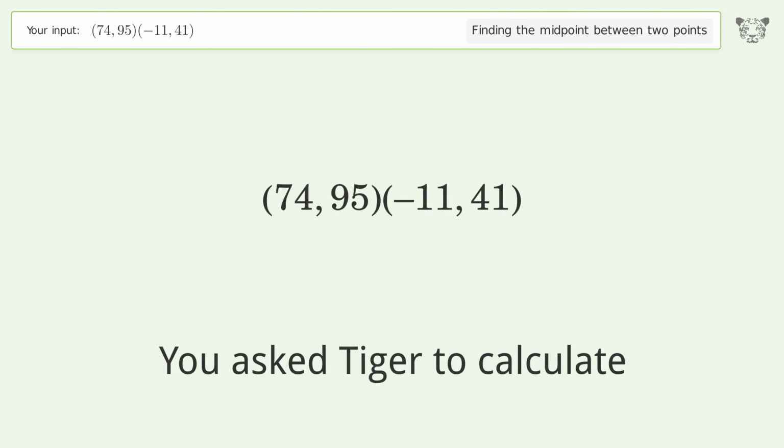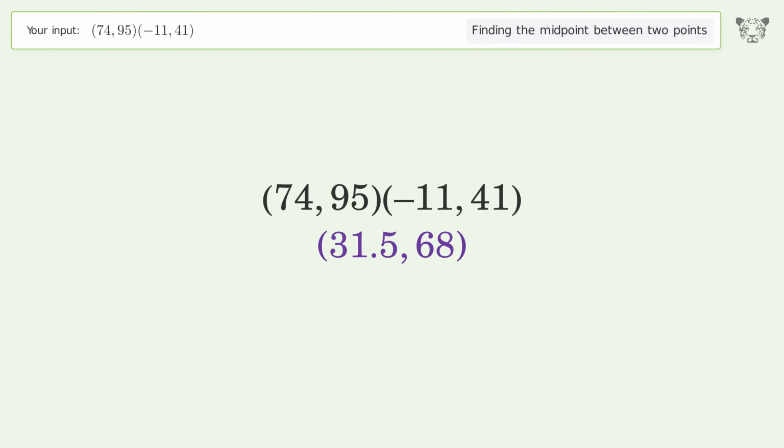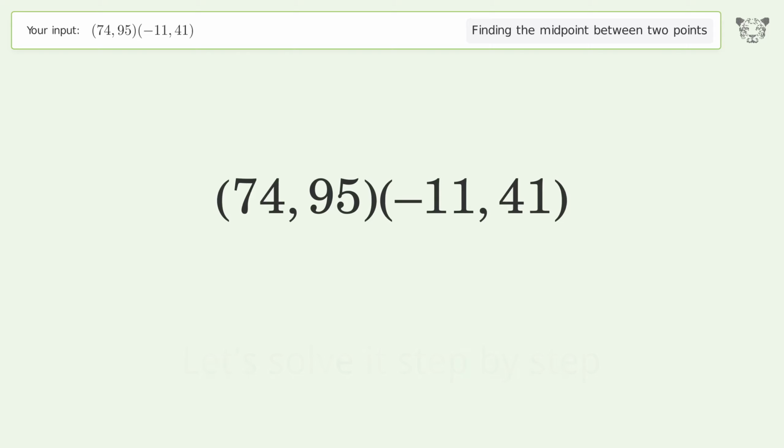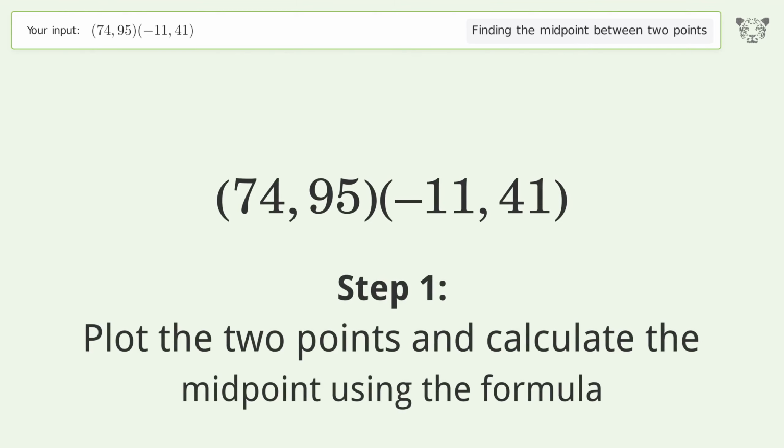You ask Tiger to calculate. This deals with finding the midpoint between 2 points. The midpoint between the 2 points is 31.568. Let's solve it step by step. Plot the 2 points and calculate the midpoint using the formula.